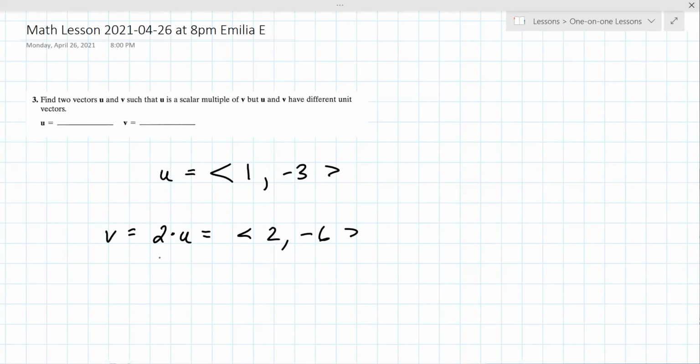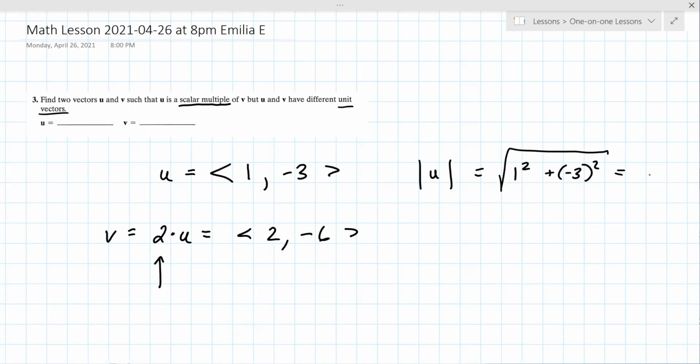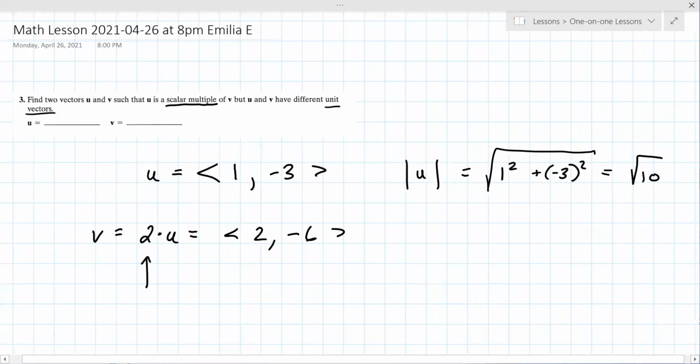So this 2 is what's called a scalar multiple of v. Okay. Now, to find the unit vectors, you have to find the magnitude of u. Have you seen that notation? And that is 1 squared, because there's a 1 there, plus minus 3 squared, and then you take a square root of that. So that becomes the square root of 10. And you did the same thing for v? We're not quite done. So to find the unit vector of u, you take these numbers and you divide it by this number.